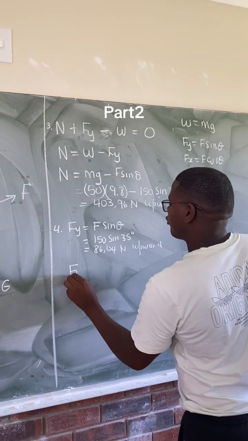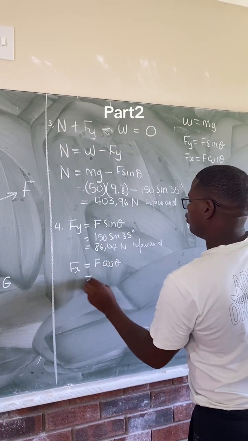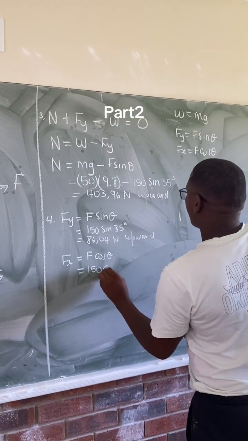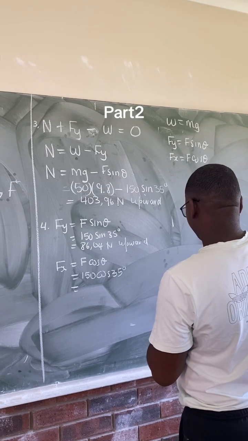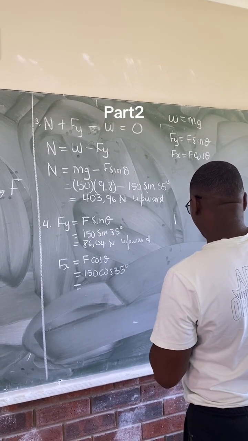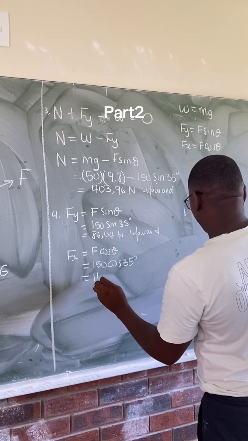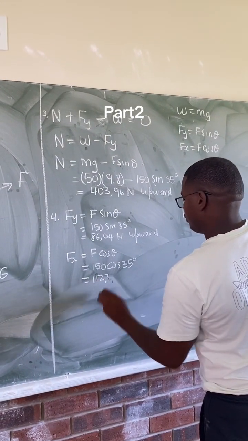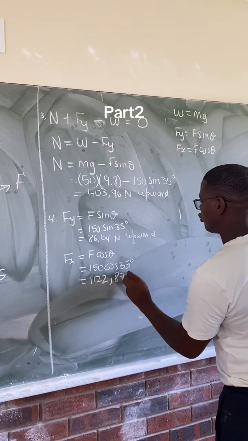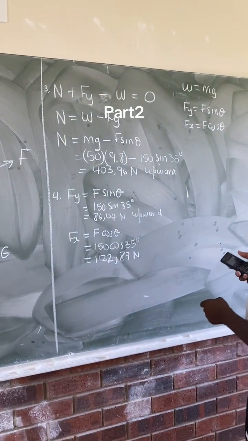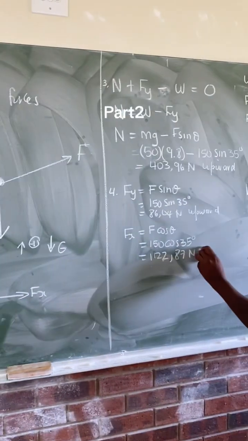Then my Fx is F cos theta, which is 150 cos 35 degrees. 150 cos 35 is 122,87 Newton. So Fx is 122,87, and the direction for Fx is to the right.